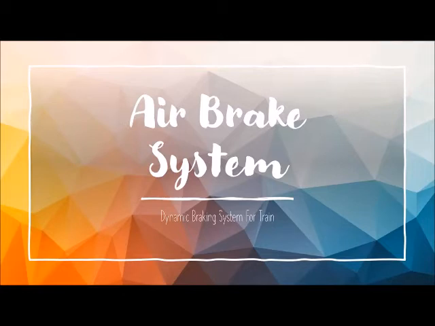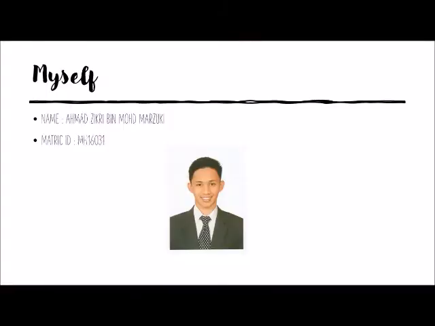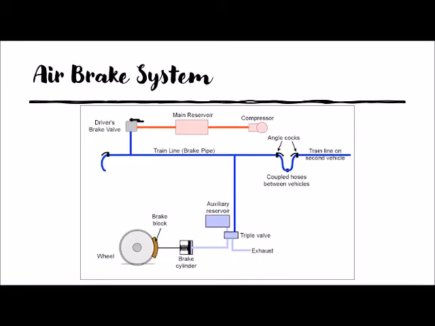Okay, I will continue with the dynamic braking system for trains. The subtopic is the air brake system, which is used widely in all railway systems in the world. It replaced the traditional handbrake system, which is very dangerous for stopping heavy and fast trains. For that, I will introduce myself. My name is Ahmad and my matric ID is MH16031. So this is the schematic diagram for the air brake system.